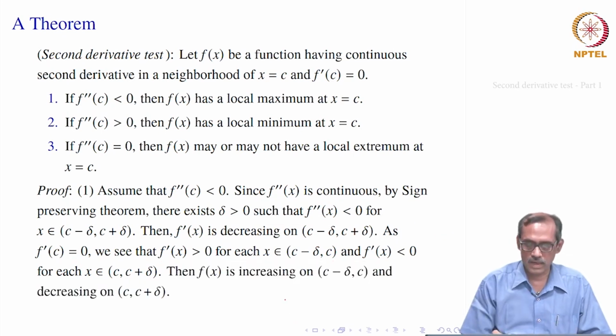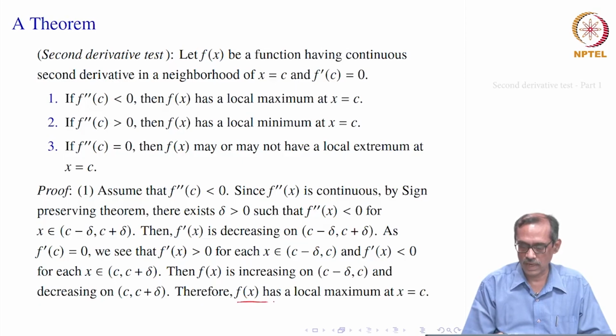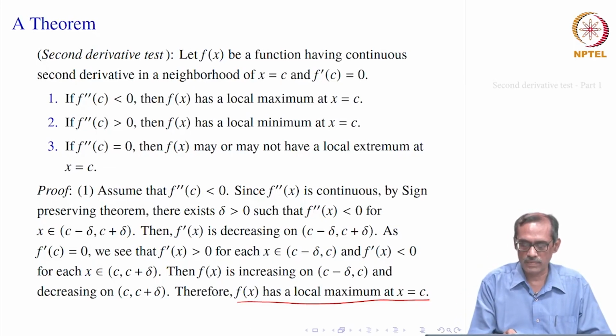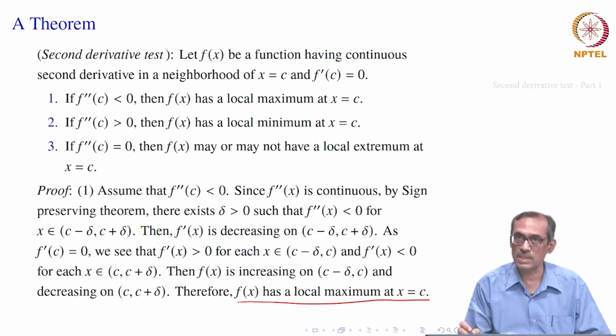So, as we know earlier, which would give rise to the conclusion that f of x has a local maximum at x equal to c. It goes from positive to negative. So, since f prime is changing sign from positive to negative.